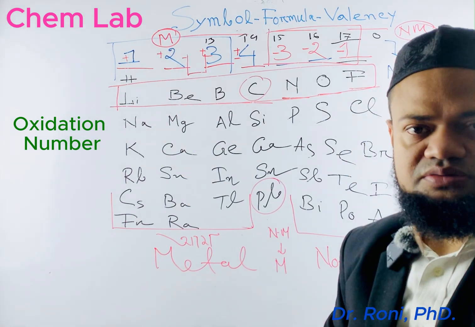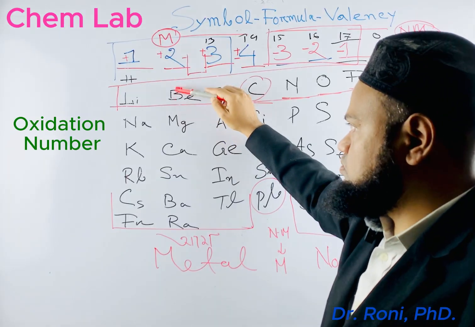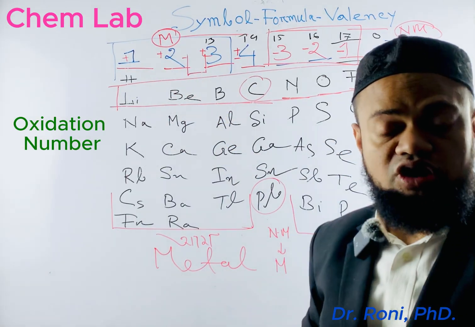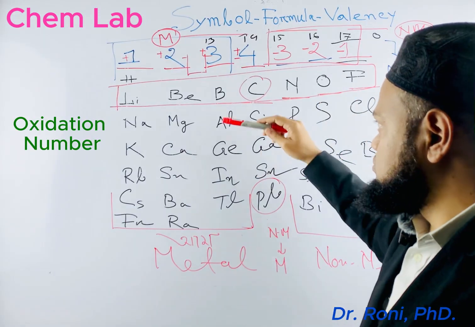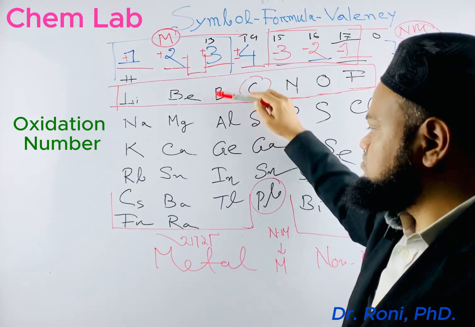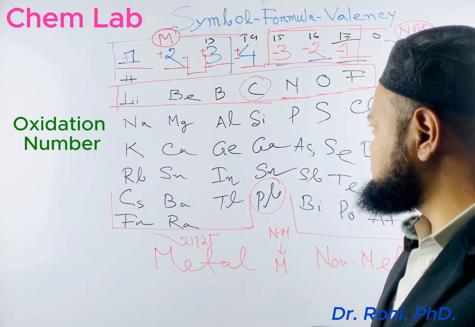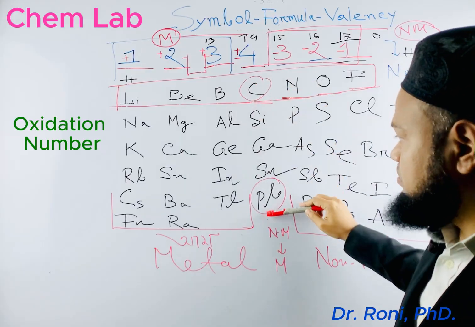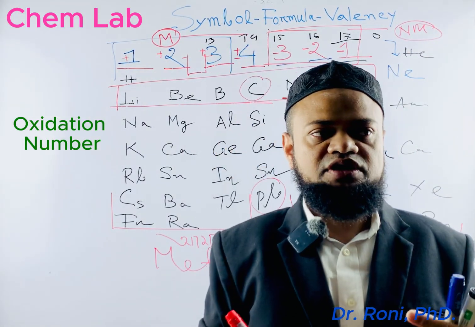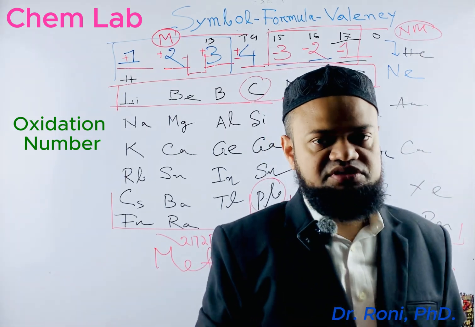All are plus 1. Their oxidation number is plus 2. All are plus 2. Their oxidation number is plus 3. All are plus 3. Their oxidation number is plus minus 4. That means here some elements have positive oxidation number, some elements have negative oxidation number.